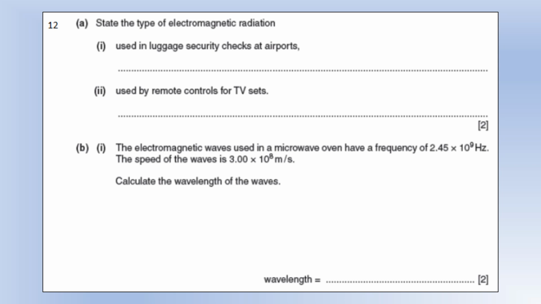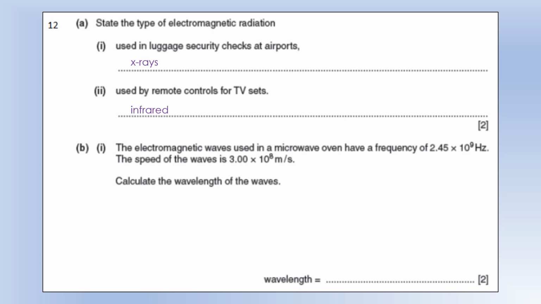Okay, so state the type of electromagnetic radiation used in luggage security checks. Those are X-rays, because they need to penetrate all the different layers of stuff. The remote controls for TV sets are typically infrared, as are things like that control anything remote control really.